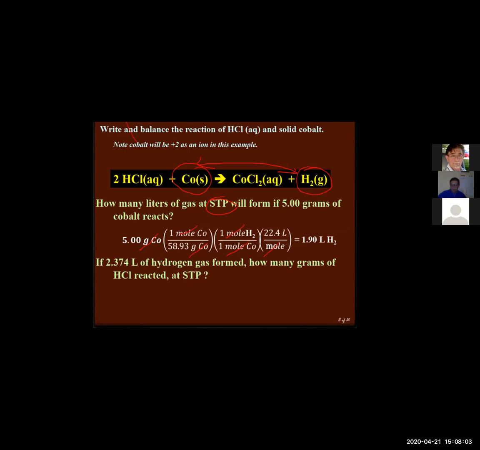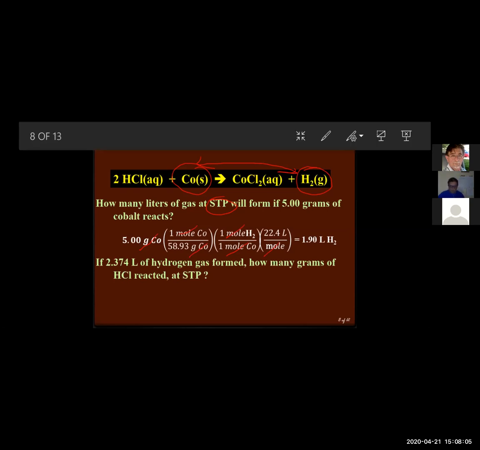Excuse me. This question says, let's erase some of this. How many liters of hydrogen gas form, oh, excuse me, I misread that. If 2.374 liters of hydrogen gas is formed, how many grams of hydrochloric acid reacted at STP? And so if we made 2.374 liters of hydrogen gas, the question is, how much hydrochloric acid reacted? So we're only concerned about those two.